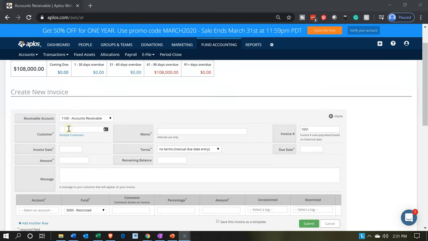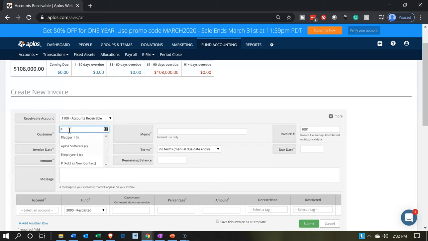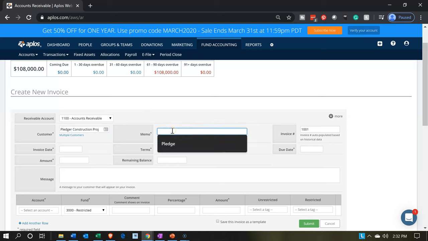All right, so here's going to be our transaction form. We're going to start off with our customer. I'm just going to make another customer, Pledger 2, or Pledger Construction Project. So this is their name. Obviously it's not a very good name, but that's the name we're going to be using for the pledging project. Again, we would want to set this up in our system with more information than that by going to the people up top, but I'm going to enter the minimum here.